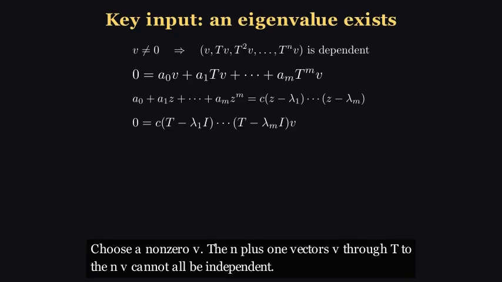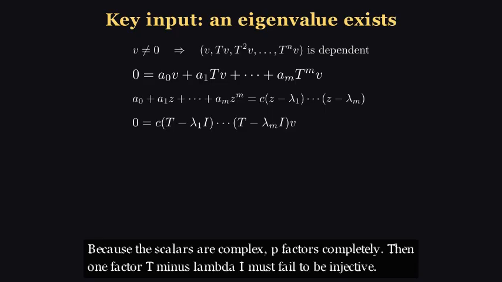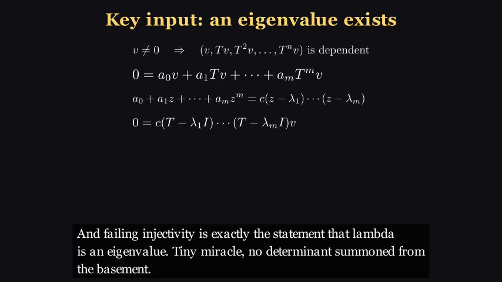Complex numbers guarantee an eigenvalue. Take a non-zero v in V. The n+1 vectors v through T to the n v cannot all be independent. That gives a non-zero polynomial p with p of T applied to v equal to 0. Because the scalars are complex, p factors completely. Then one factor T minus lambda I must fail to be injective. And failing injectivity is exactly the statement that lambda is an eigenvalue. Tiny miracle. No determinant summoned from the basement.